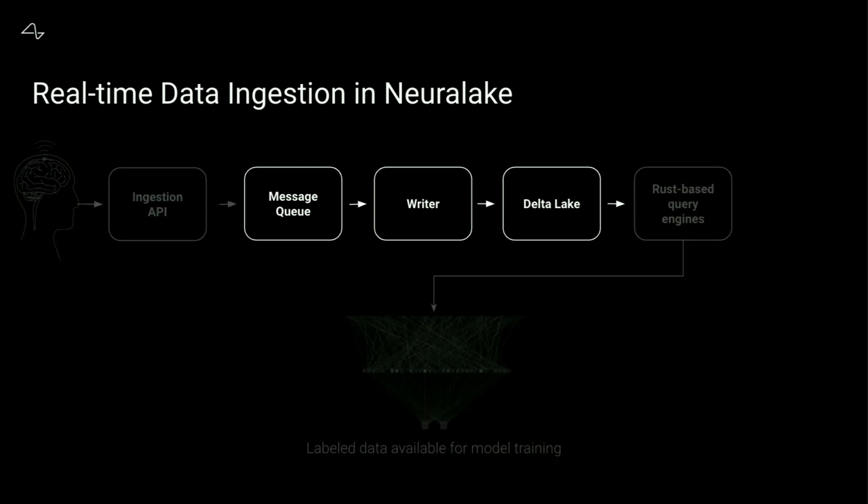So let's really focus on the message queue, the writer, and the Delta Lake instance. So we're going to talk about how the writer actually writes through the Delta Lake instance while consuming from the message queue, and how the end-to-end flow works for data to arrive in the Delta Lake store.